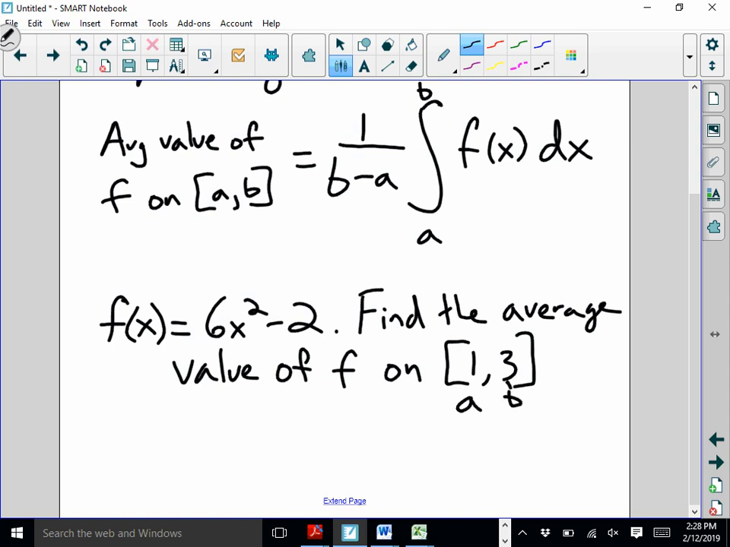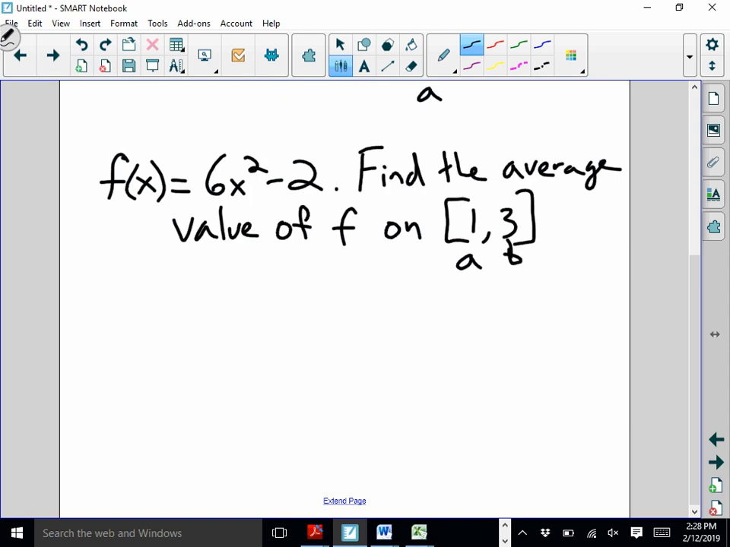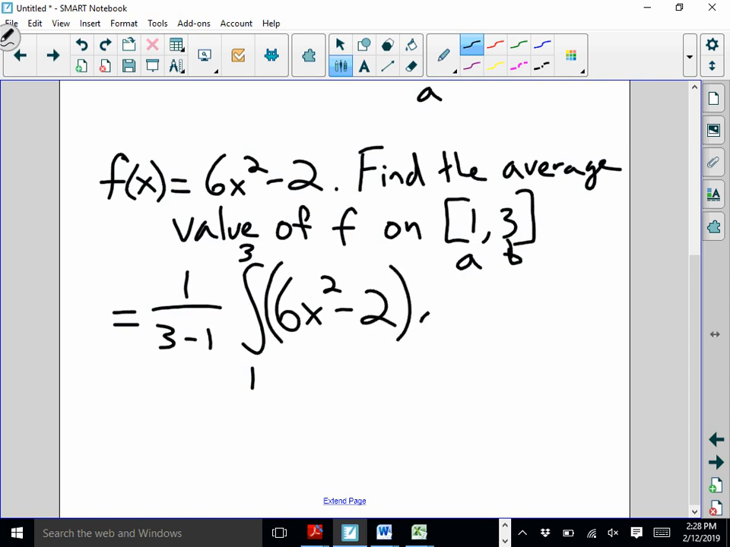So this average value of f is going to equal 1 over b minus a. So that's 1 over 3 minus 1 times the integral from 1 to 3 of our function 6x squared minus 2 dx. Okay. Now, if you have a calculator for these problems, you can just type this in right now into our calculator and get the answer, which sometimes you'll have to do. Other times we'll have to figure this out without a calculator.